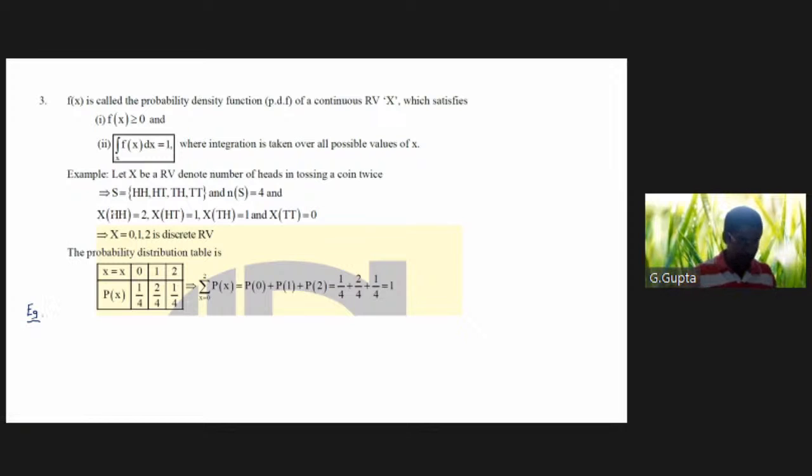The question is, a random variable RV has probability density function f of x is equal to a times e to the power minus mod x minus 10. Then a is equal to dash.